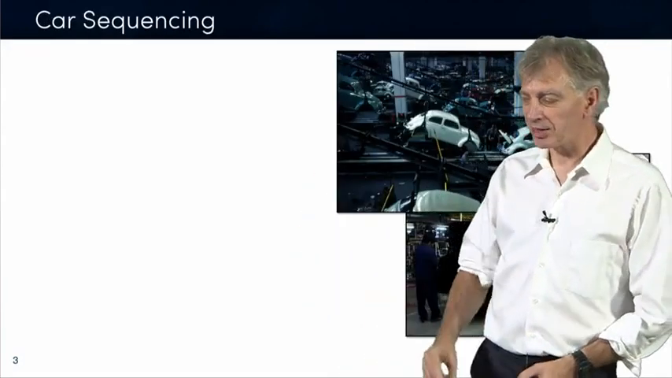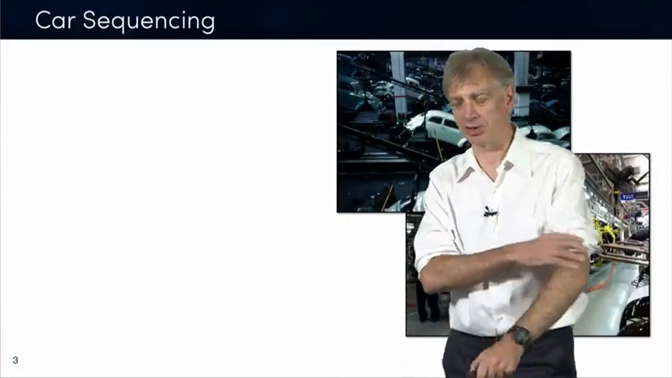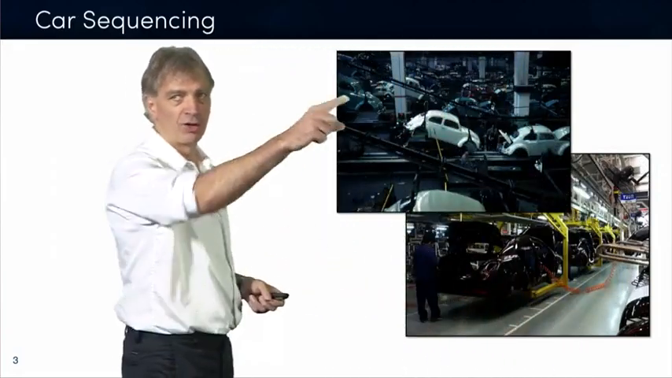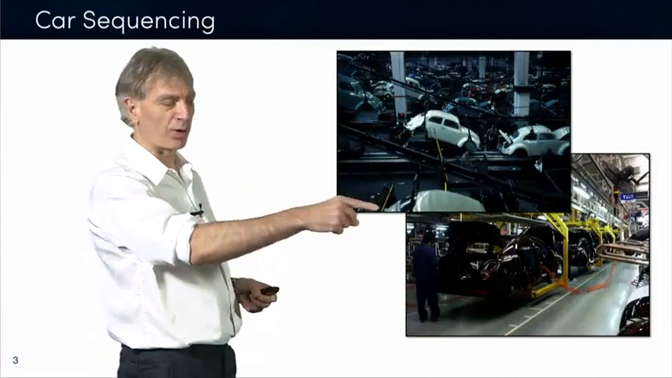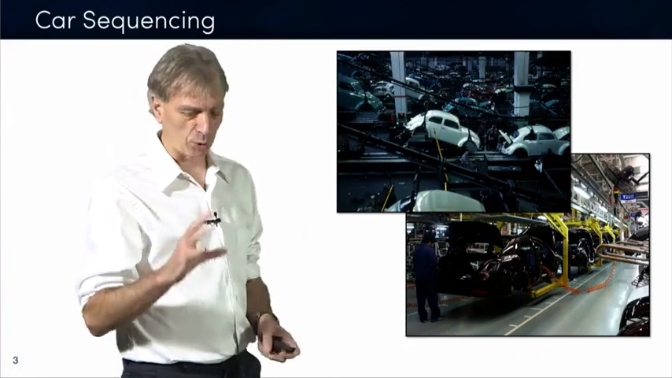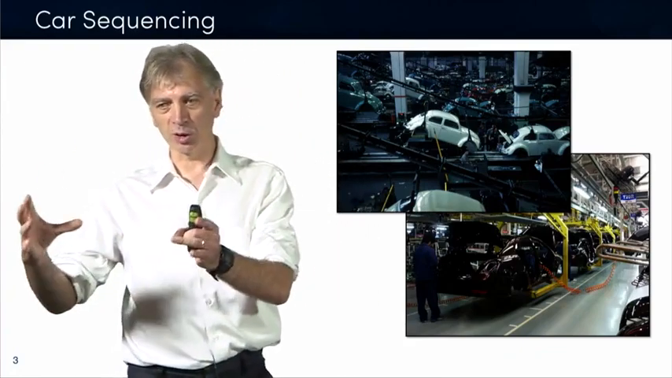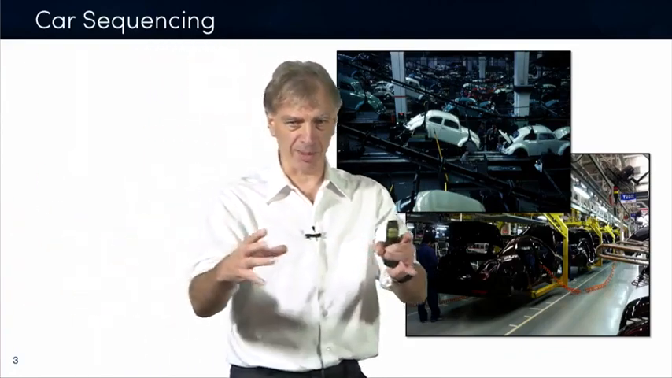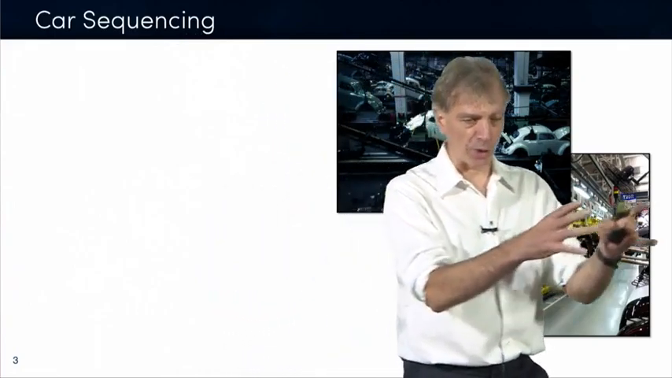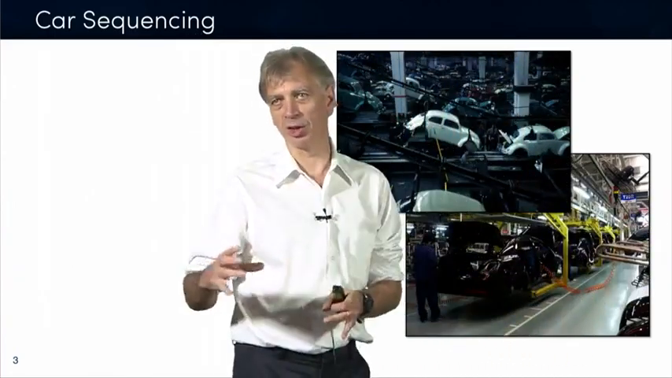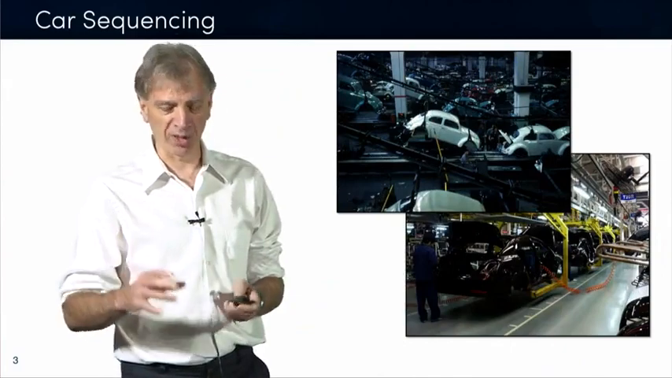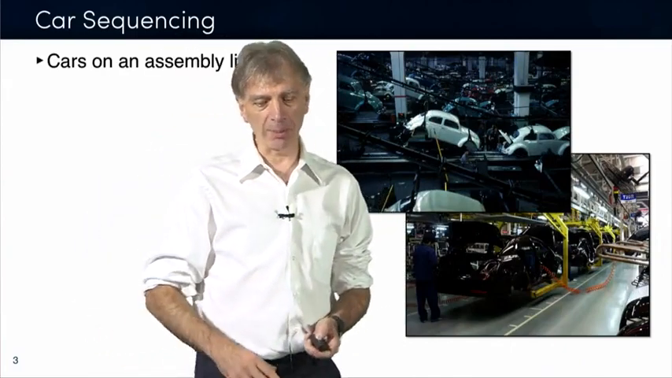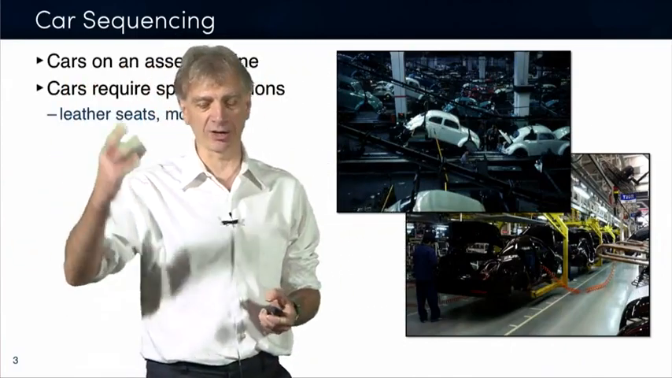Okay, so this is actually a real example that I'm going to talk about. It's about car sequencing. What you see there is an assembly line for cars, and you have to understand how this works. When you produce these cars, they are on this assembly line that is moving in front of production units. These production units are responsible for actually putting options on the car, and an option can be, you know, leather seats or moonroof.